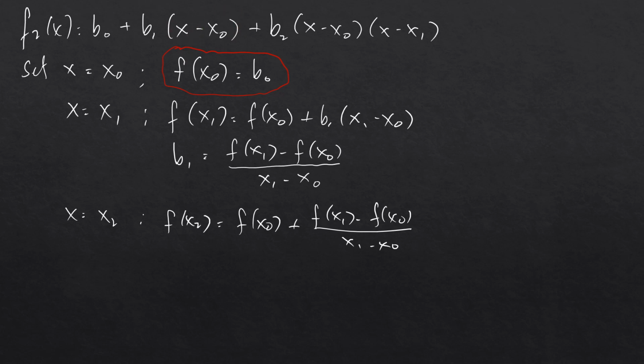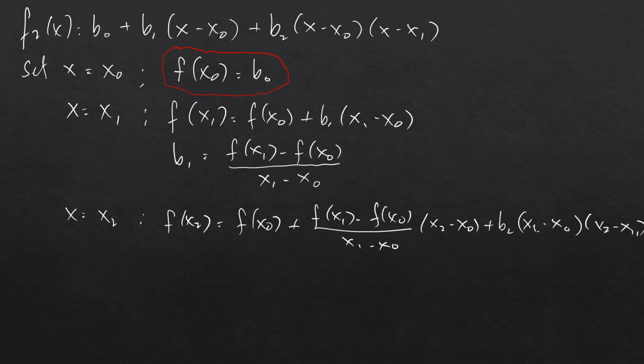X minus x0, but your x there is equal to x sub 1, so x sub 1 now becomes x sub 2. X sub 2 minus x sub 0. Because we have set x equal to x sub 2, x minus x sub 0 becomes x2 minus x sub 0. And then plus b sub 2 times x minus x0, which is x2 minus x sub 0, times x2 minus x sub 1.